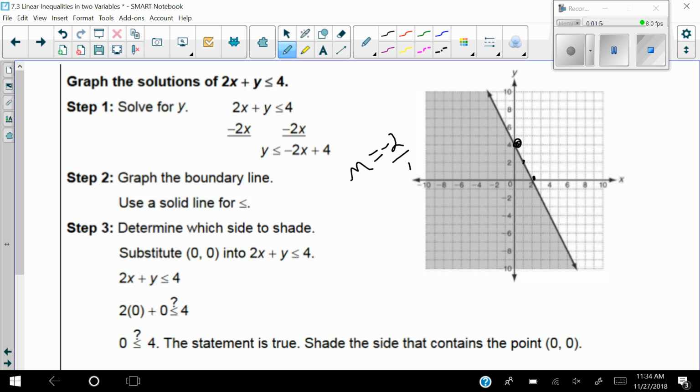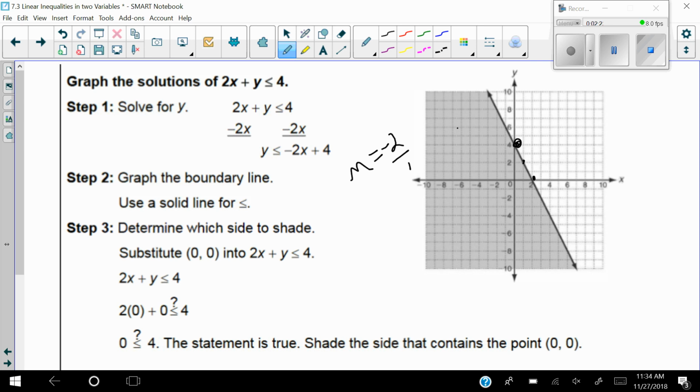Step three, determine which side to shade. Do you shade above or below? Well, once you have it solved and you have your y is less than or equal to this, since it's less than, you want to go below. Below for less than, and you shade here. So with a solid line, every point on that line is included in the solution. You could put anything on this line and below it in the solution.